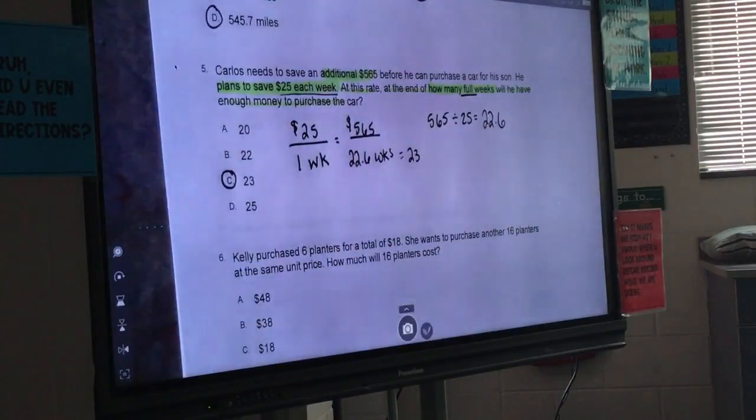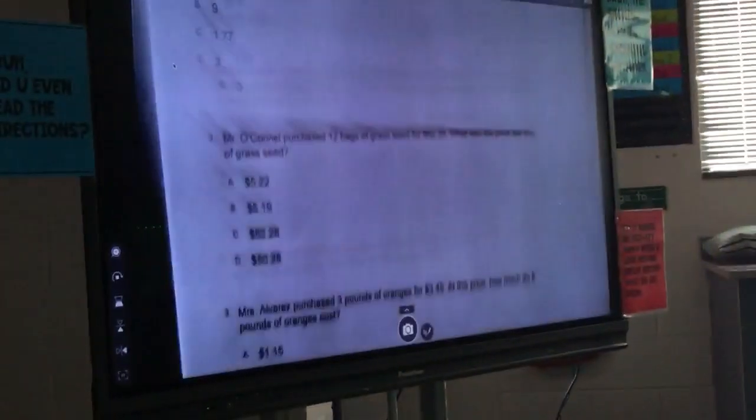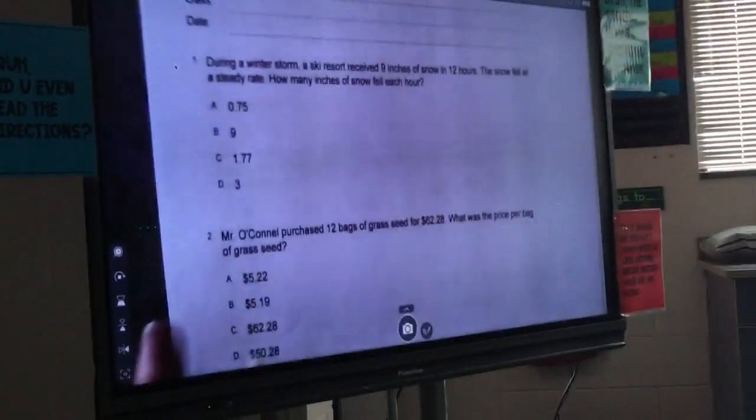Does that make sense to everybody? So understanding those key words. All right, what's another one you guys want to go over? Everly: Number 1. I just struggled with it. Okay. All right, so everyone go to number 1.